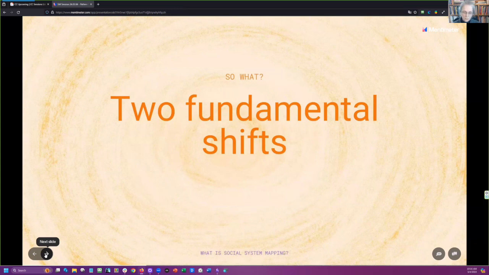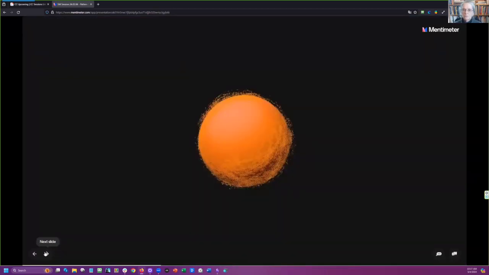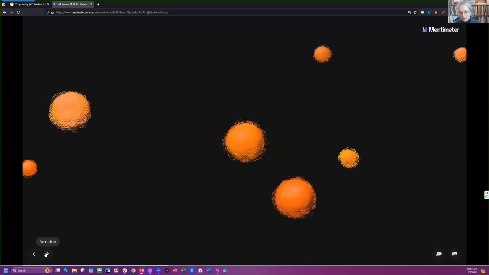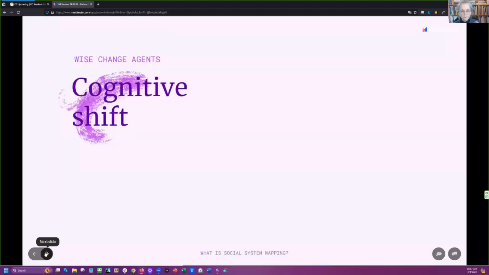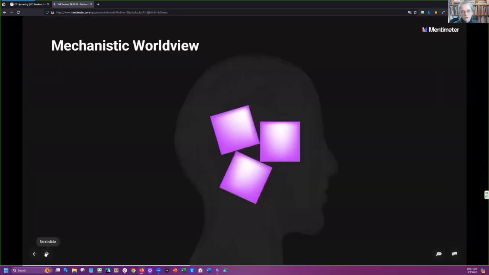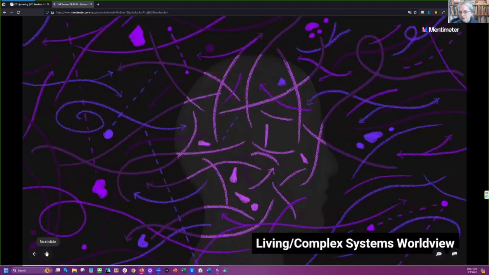So that means that we're working essentially on two fundamental shifts as we're trying to shift systems, one of which is the relational shift, where we are shifting our understanding of ourselves from being independent or isolated to being interconnected and interdependent. The other shift is the cognitive shift, which is the wise change agents piece where we are shifting our worldview from a mechanistic worldview to a much more complex and dynamic and living complex systems worldview.